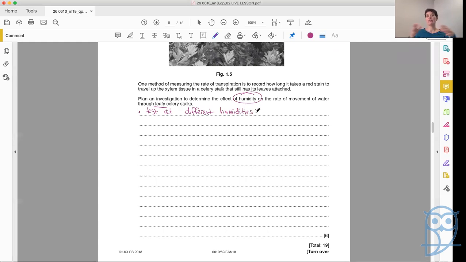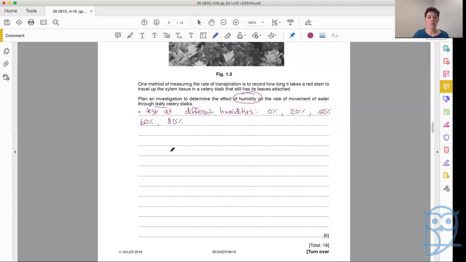But we don't want to say different. That's far too vague. We want to have 5 different humidities. So we can have no humidity, 0%, 20%, 40%, there's 3, 60%, and 80%. I'd rather go to 80 than 100 on this one, because 100 is in the rain. It's going to have all sorts of other impacts on what we're doing. So let's go from 0 to 80. And humidity, we measure in percentage.